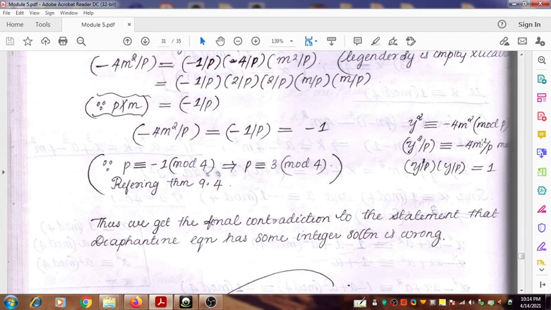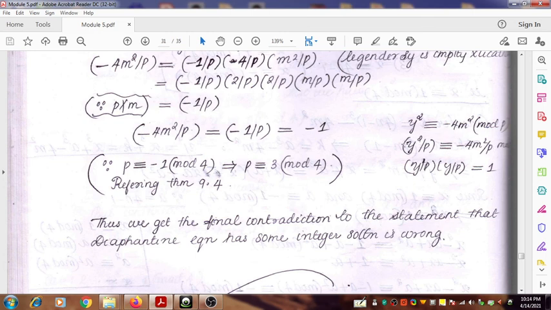The Legendre symbol (-4m squared | p) can be determined in an independent way. This is an independent step. We have completed a step here, and this is a new step. In this new step, we are trying to find the Legendre symbol value (-4m squared | p) using a different procedure. We know that y squared is congruent to -4m squared mod p, and therefore when you convert it into the Legendre symbol value, (y squared | p) is equal to (-4m squared | p).